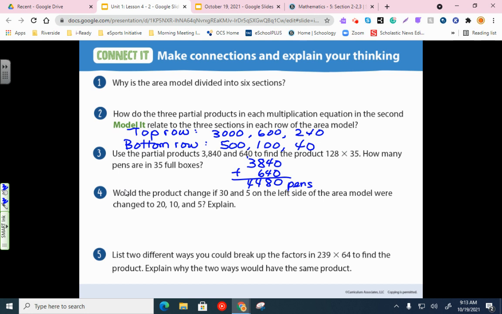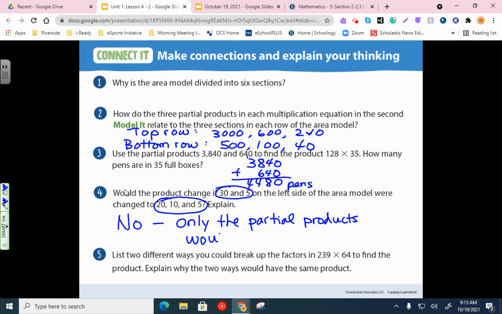Would the product change if 30 and 5 in the left side of the area model were changed to 20, 10, and 5? No. And let me explain why. Because that totaled up to 35, and these total up to 35. So if they total up the same amount, only the partial products would change. Something to keep in mind.